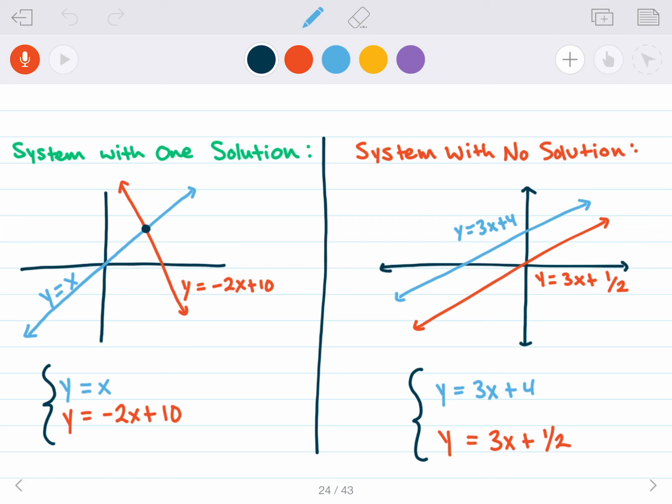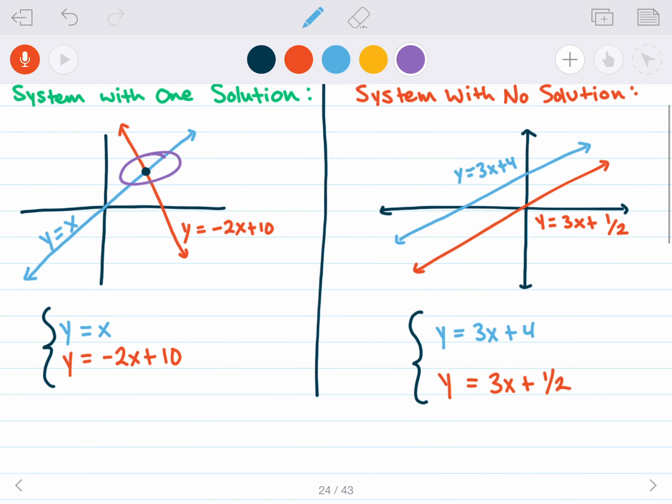We talked about how there were three different options with a system of two linear equations. The first option is a system with one solution. That's the example we just did. They cross exactly in one spot, and that spot where they cross is the solution. We've done plenty of examples where we look at what the spot is graphically. So how would we write the system? Well, we could write it like this.